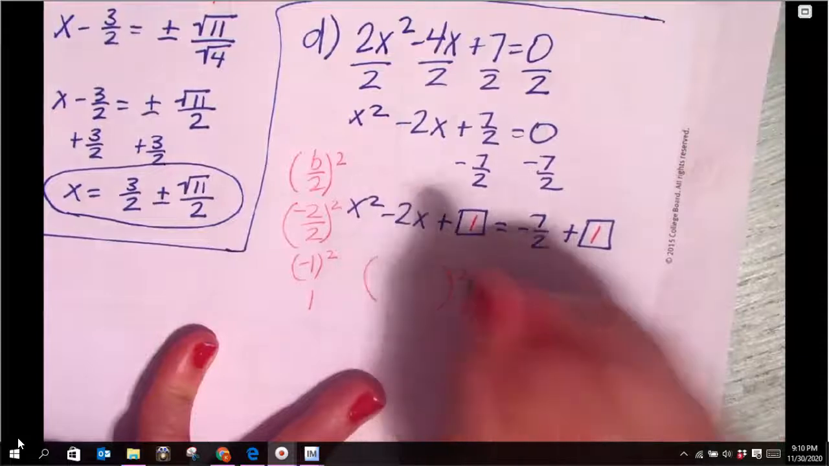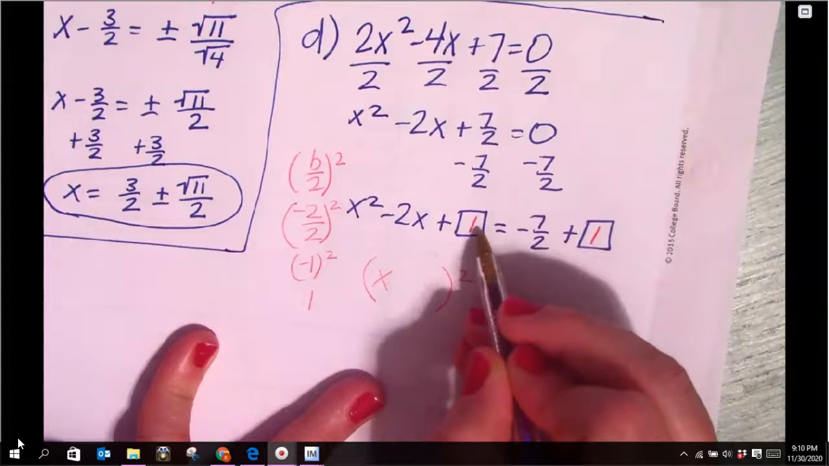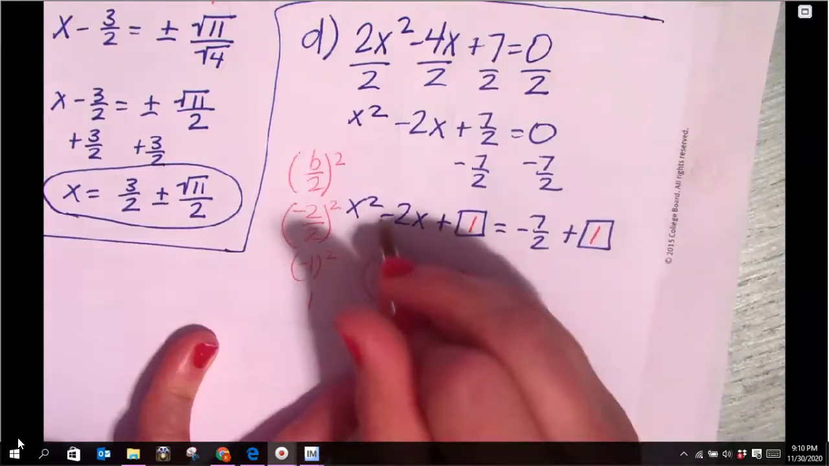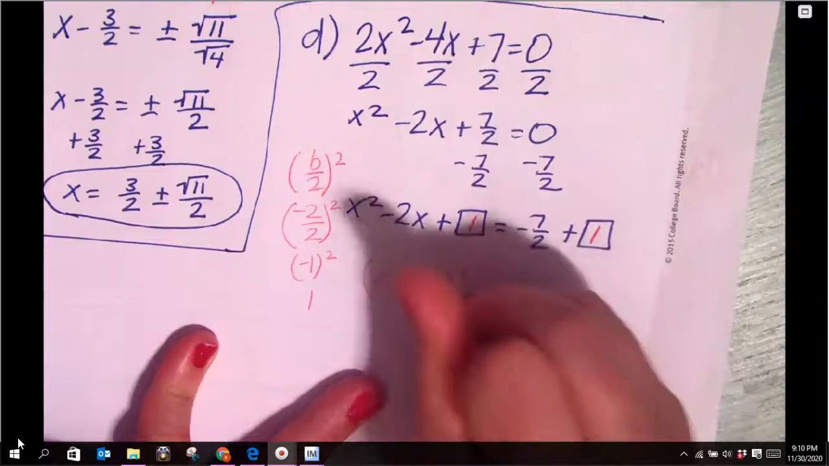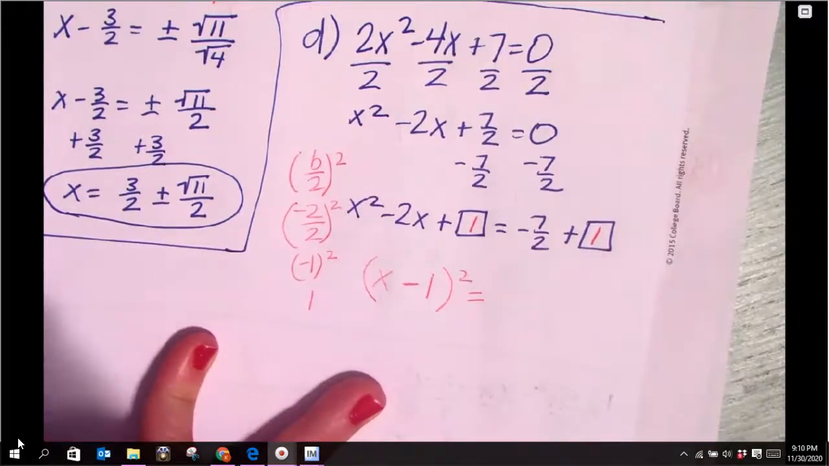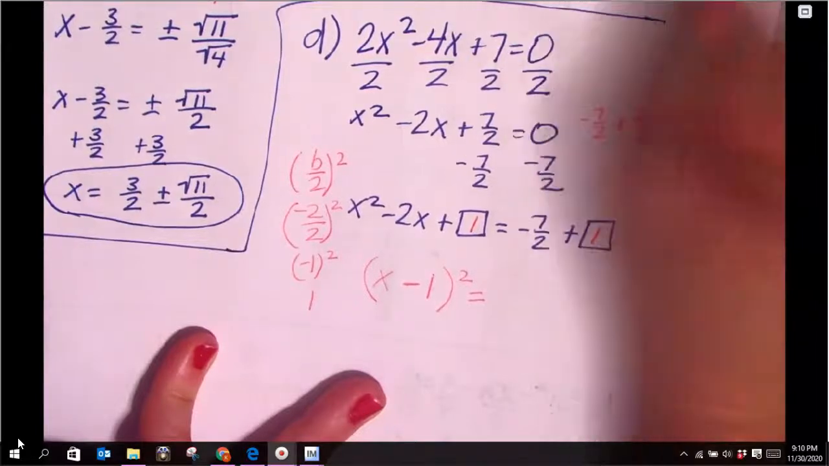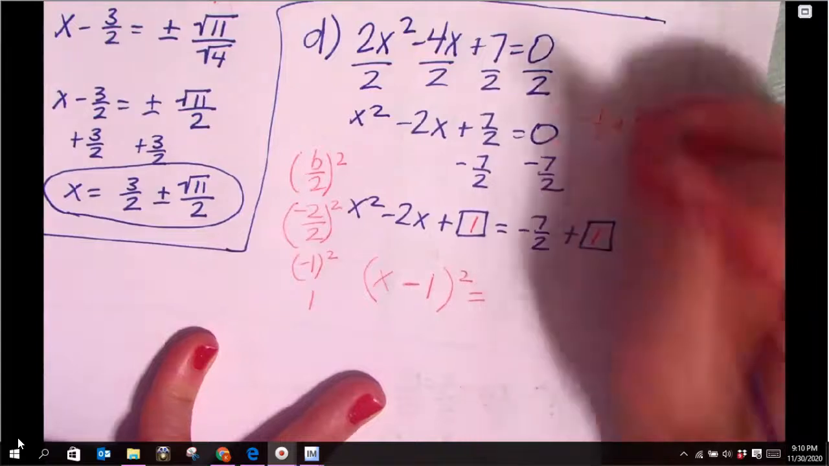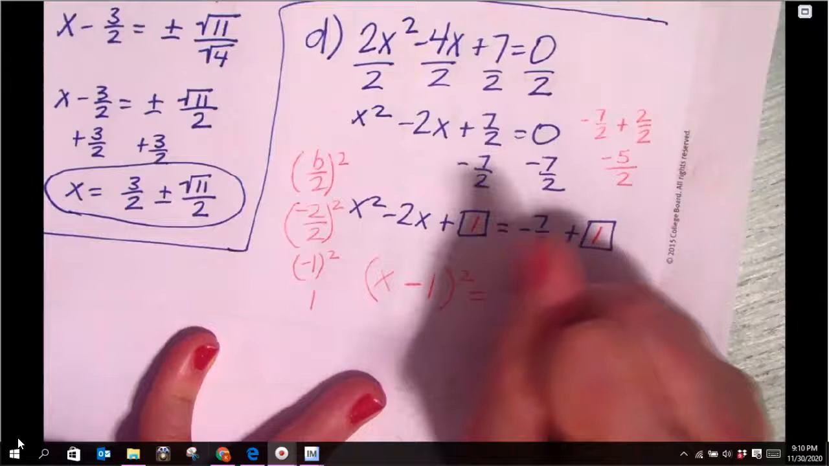Perfect square trinomial. You take the square root of the first, which gives you x. The square root of the last, the square root of 1 is 1. It is a perfect square. You are using a minus because that's negative 2x. So that's that. Okay, so over here we've got negative 7/2 plus 2 over 2, because isn't 2 over 2 the same thing as 1? So negative 7 plus 2 is negative 5/2. So that's negative 5/2.